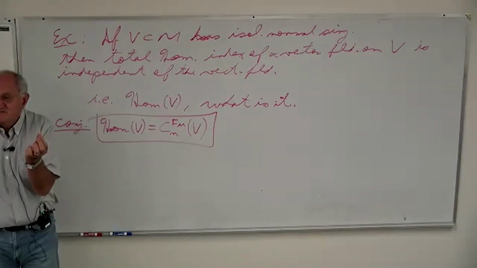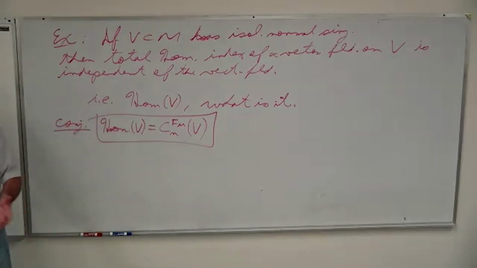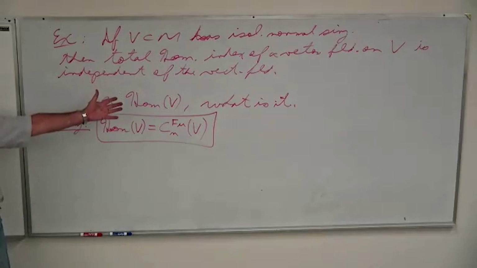What is that number? In other words, what would you call a generic vector field on an isolated singularity germ? What would it be to be generic? One definition would be to have this minimum index, but we don't know what that is.